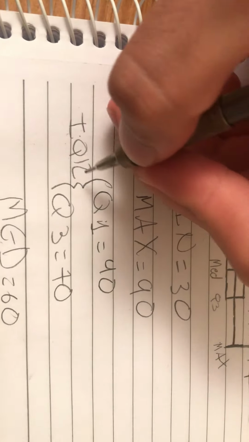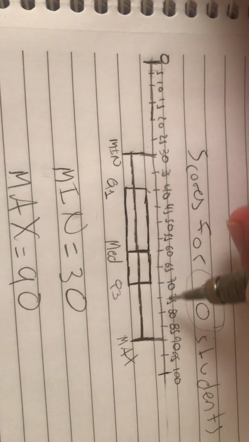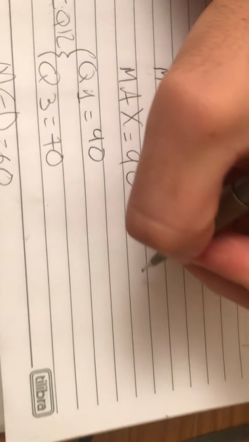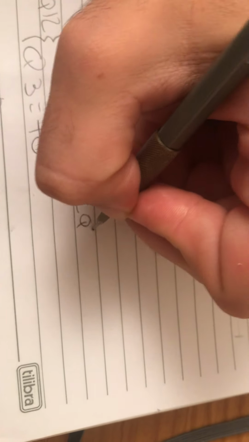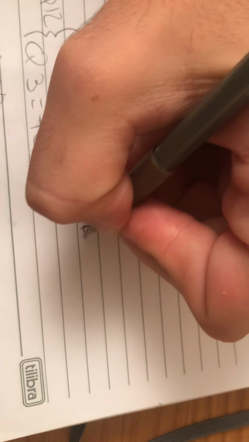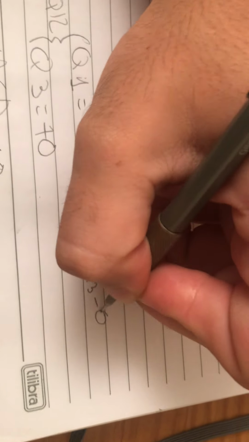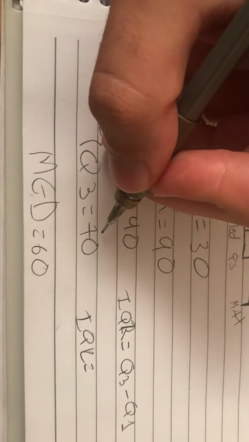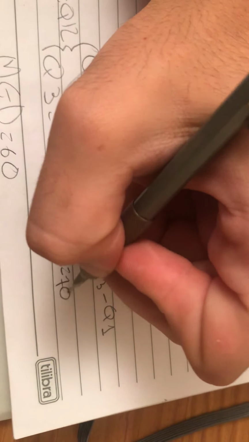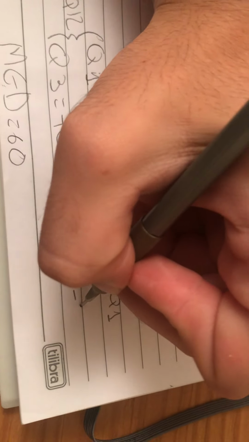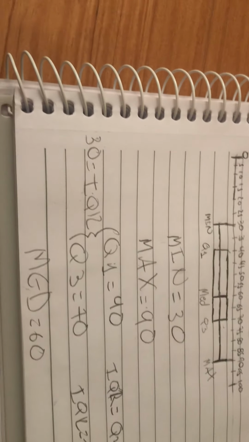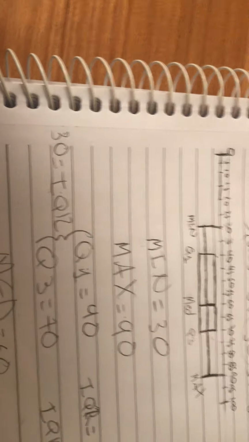Now, the IQR, it's the interquartile range, so the range between the two quartiles that we have. So IQR, I'm just going to do it over here on the side. It's equal to Q3 minus Q1. So our IQR for this data set would be 70, so Q3, minus 40, which is Q1, which would be equal to 30. So our IQR value would be equal to 30 over here. And that's how you find all the 5 values.